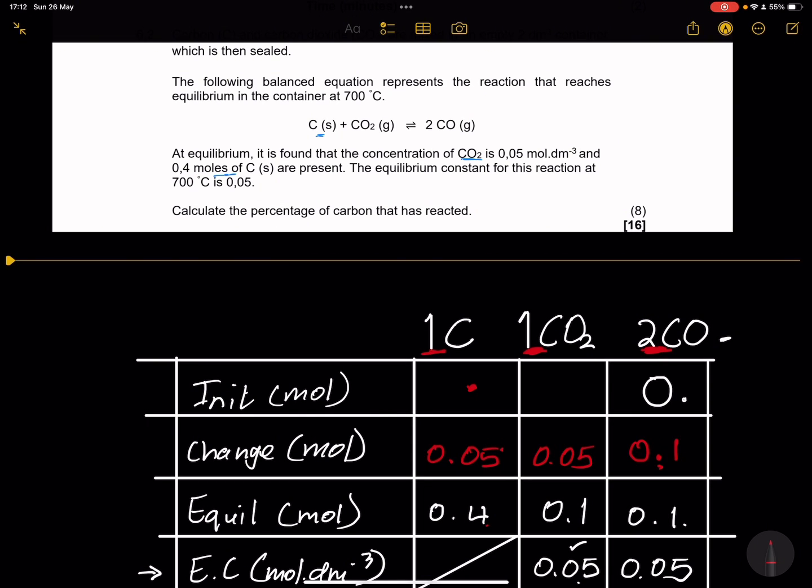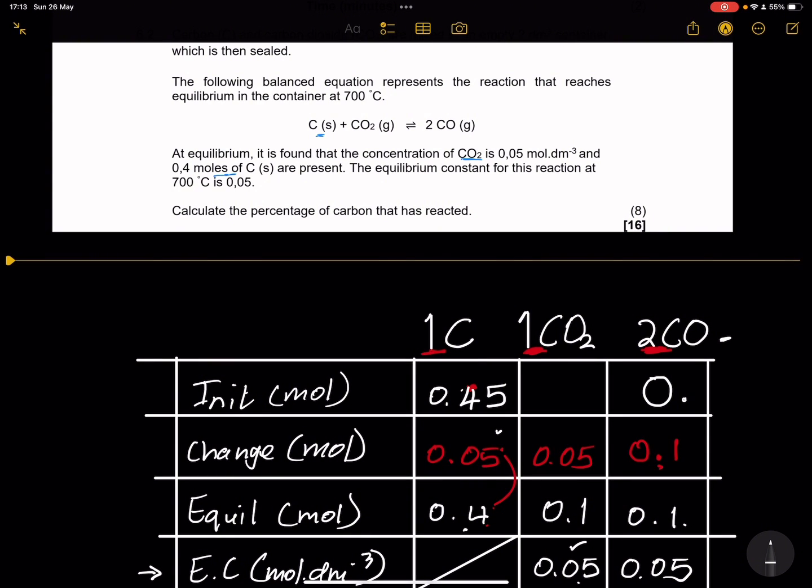Now notice in this case, I'm taking it backwards, right? All right, so which means 0.4 plus 0.05 will give me 0.45. Okay, now think about it. If I started with 0.05, I use 0.05, of course at the end I'm going to have 0.4.